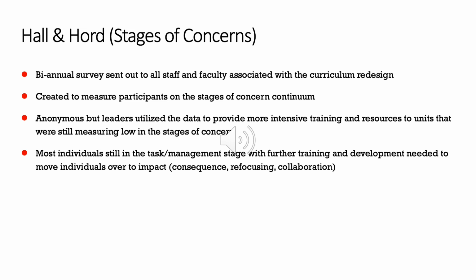I sort of mentioned this before, but our office actually used the stages of concern model to survey faculty and staff in regards to the curriculum redesign, which was interesting when I learned about that in class, because I've heard that before. It is a biannual survey, created to measure where faculty or staff are on the continuum. It is anonymous, but they do know what unit the data comes from, so they can give personalized training, especially if people are still low in the stages of concern.